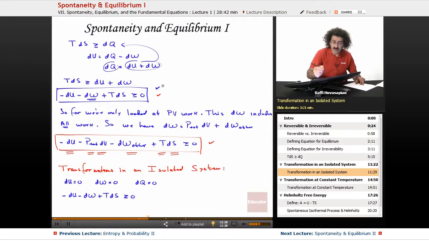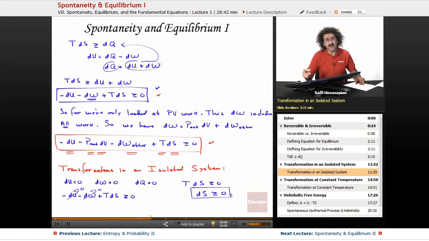I used this particular one with just the generic cumulative work. Well, that's 0. That's 0. What I end up with is T dS is greater than or equal to 0. And then, of course, I get dS is greater than or equal to 0.